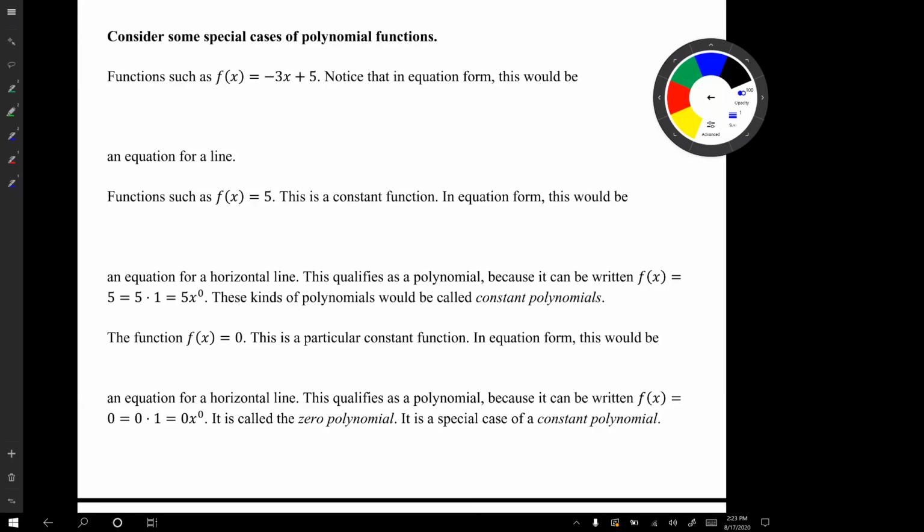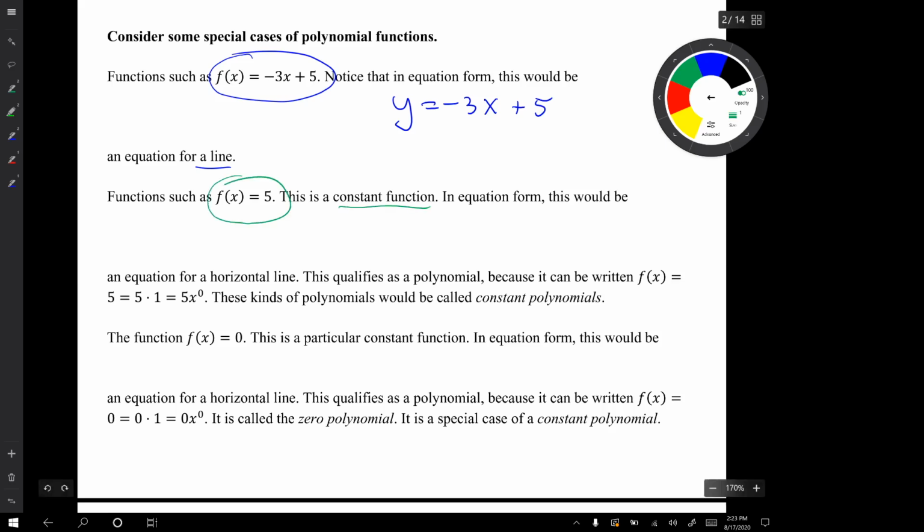Consider some special cases of polynomial functions. Functions such as f of x equals minus 3x plus 5. Notice that in equation form, this would be y equals negative 3x plus 5. In other words, an equation for a line. Another kind of polynomial function is a function like this. This is a constant function. In equation form, this would be y equals 5, an equation for a horizontal line.